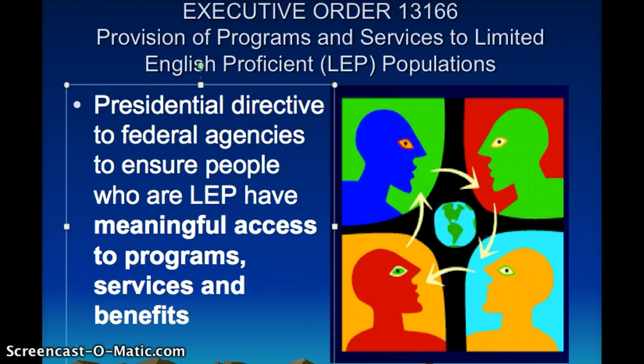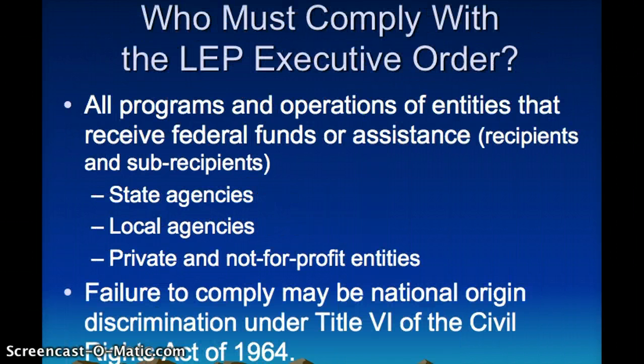This order was given by President Bill Clinton on August 11, 2000. It was designed to improve access to federally conducted and federally assisted programs and activities for LEP persons. Federal agencies were asked to develop and implement a system to provide LEP persons access to services. Who must comply with the LEP executive order?